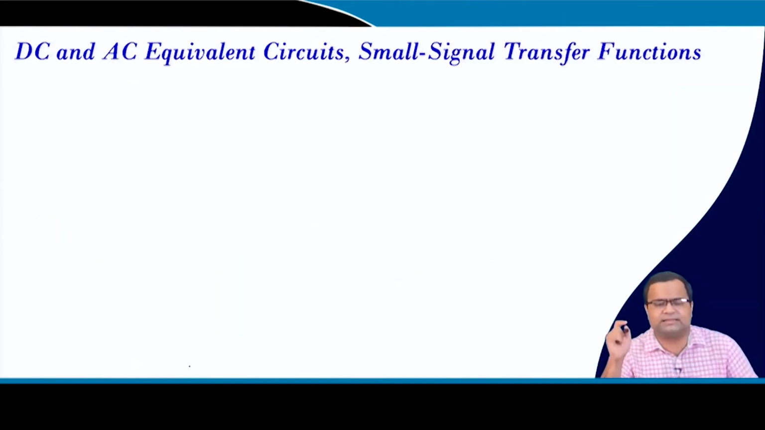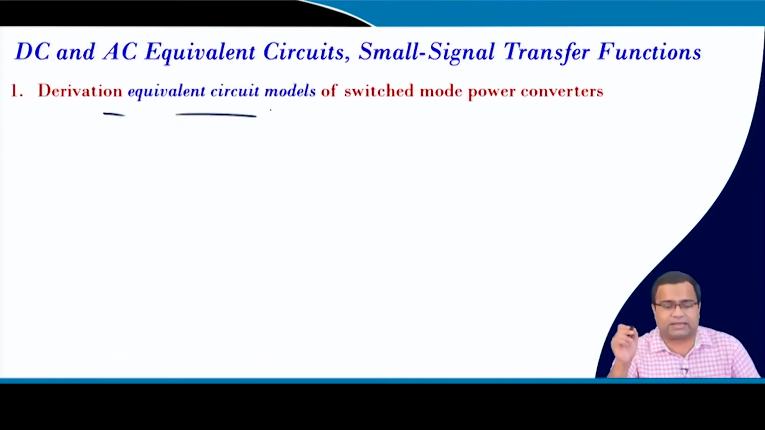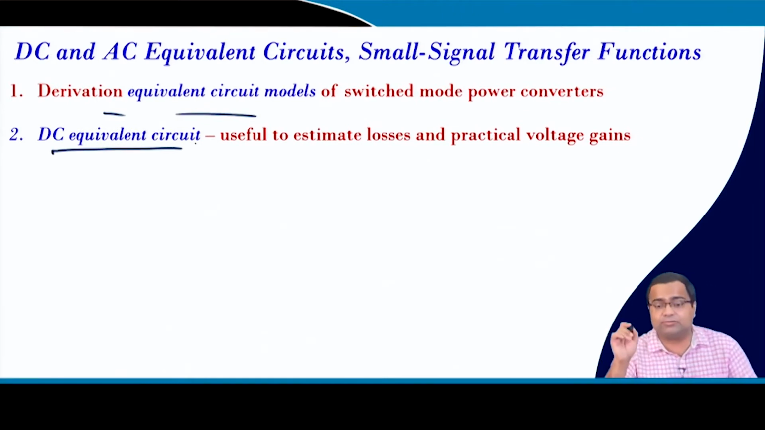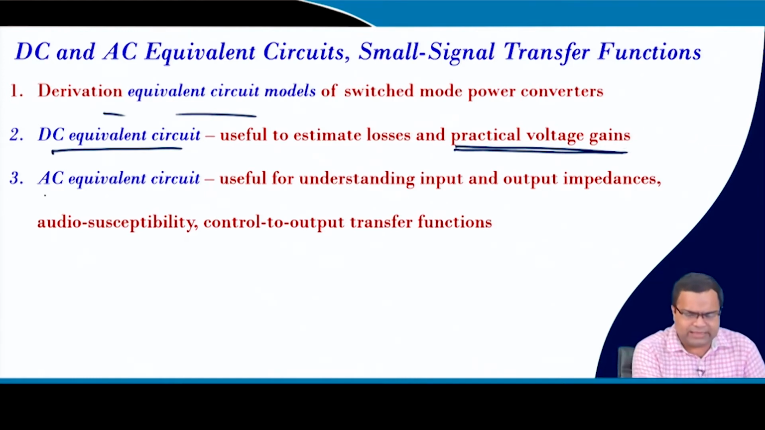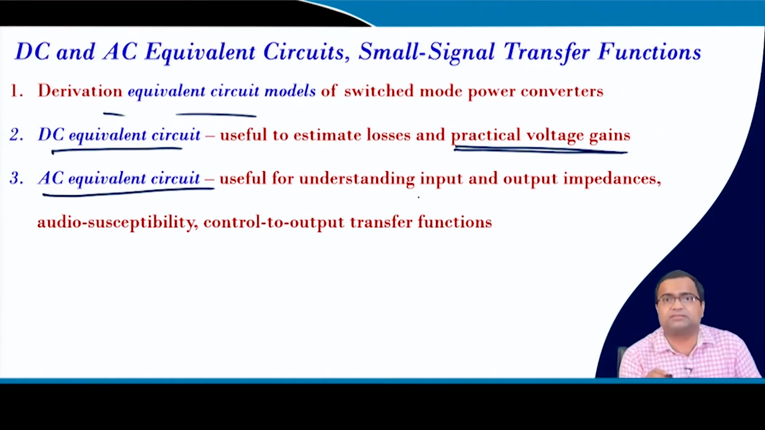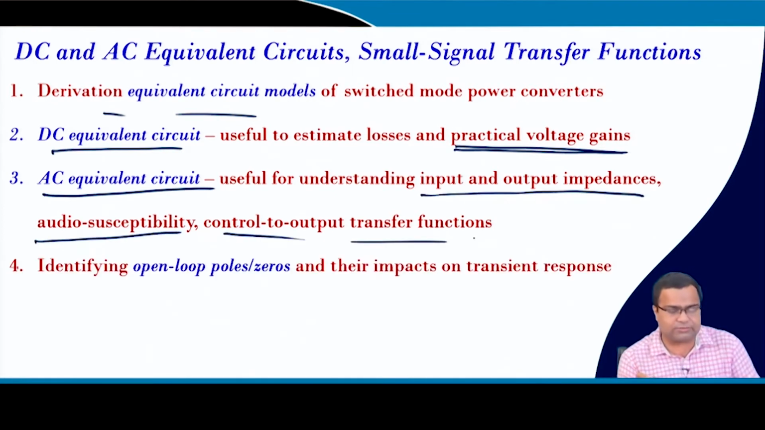We have also discussed DC as well as AC equivalent circuits and small signal transfer functions, and we derived the equivalent circuit model, and using the DC equivalent circuit we have shown how to estimate losses in some sense, and then how to get the practical voltage gain, and these voltage gains are different from the ideal voltage gain, because there will be a correction factor due to the parasitics. Then using the AC equivalent circuit we derived various transfer functions like input and output impedance, audio susceptibility, control to output transfer function, and there we identified the open loop poles and zeros and their impact on transient response.